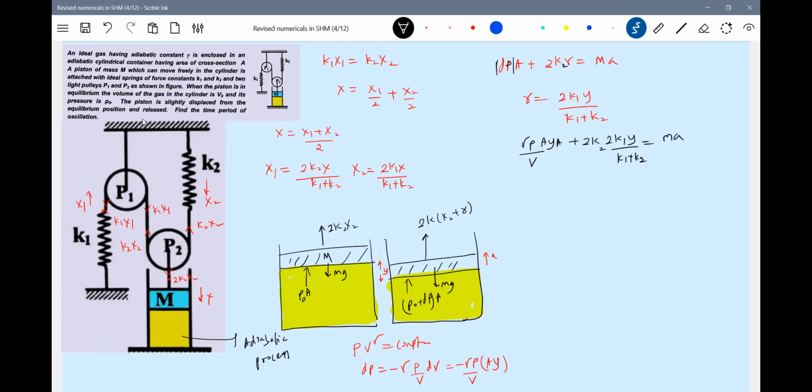Okay, no? So I think we got acceleration proportional to negative of displacement. So gamma P A square by V plus 4 K1 K2 by K1 plus K2. This is proportional to negative of displacement. So therefore we'll end up with omega.